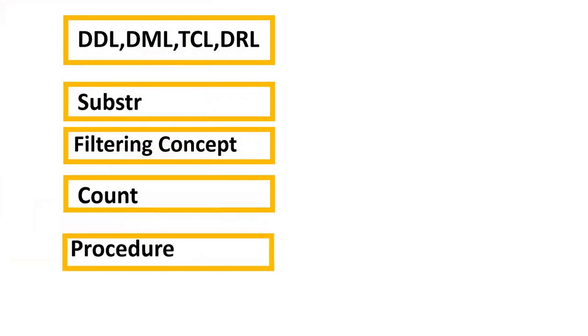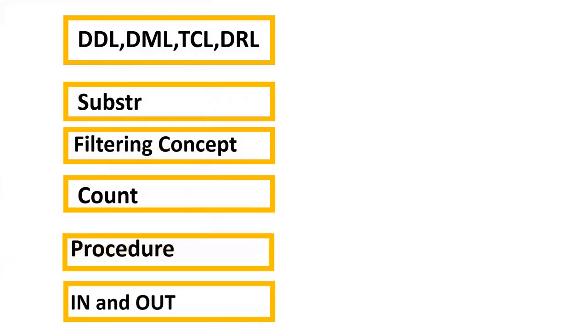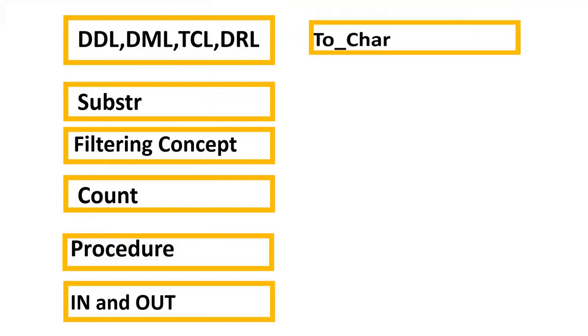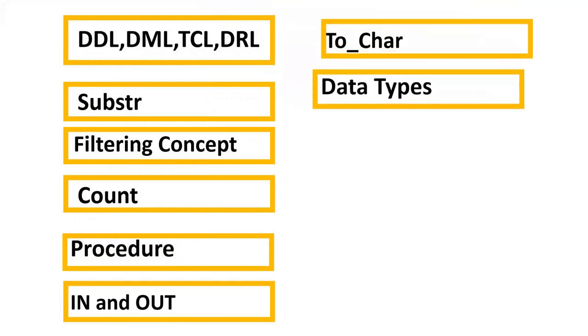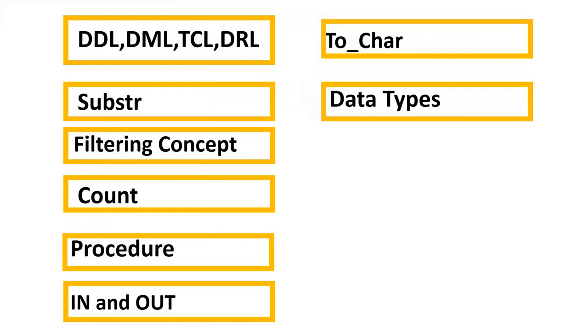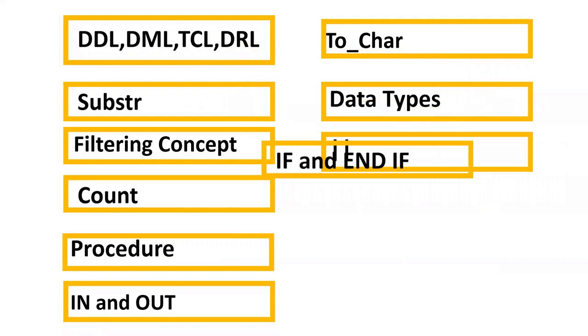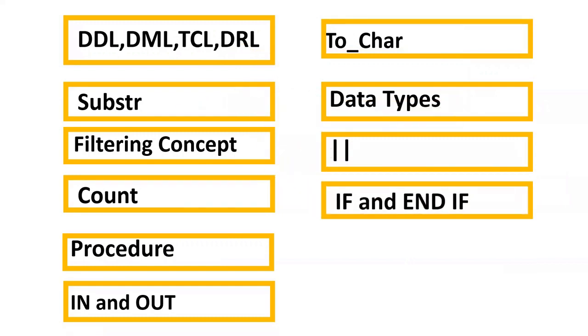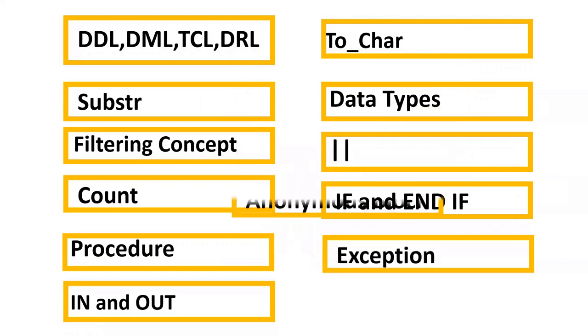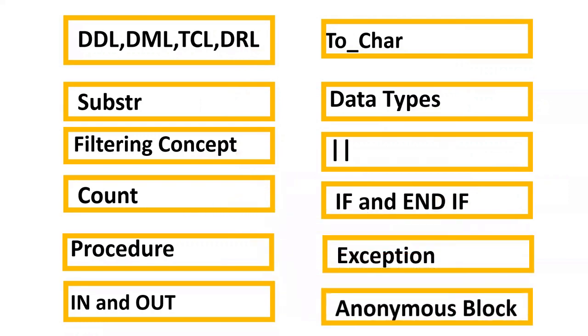We should know what a procedure is, how to write a procedure, and how to call a procedure. We should have IN and OUT parameters, the to_char functionality, and data types like number and varchar. The pipe symbol is used to concatenate two strings. We also need conditional statements, IF and END IF, an exception handler, and an anonymous block to execute a procedure. If you know these concepts, it is easy to solve this requirement. Let us discuss some topics.